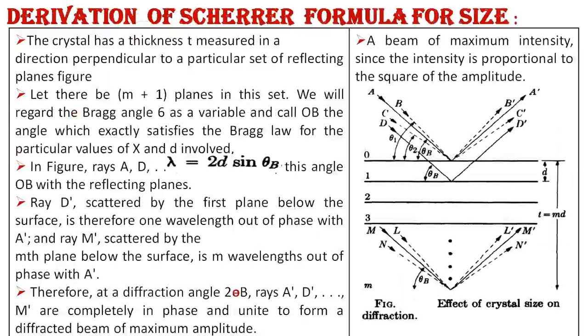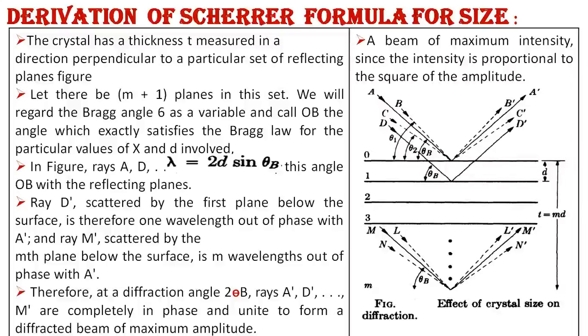Next one is the derivation of the Scherrer formula for size. A crystal has a thickness t measured in a direction perpendicular to a particular set of reflecting planes. Let there be m plus 1 planes in the set. We will regard the Bragg angle theta as a variable and call theta B the angle which exactly satisfies the Bragg law for the particular values of lambda and d. In figures, rays A and D, lambda is equal to 2d sin theta B, the angle theta B with the reflecting planes.